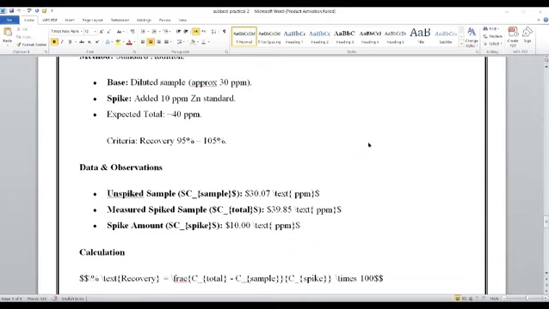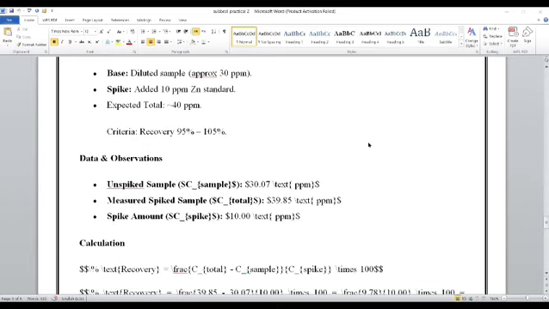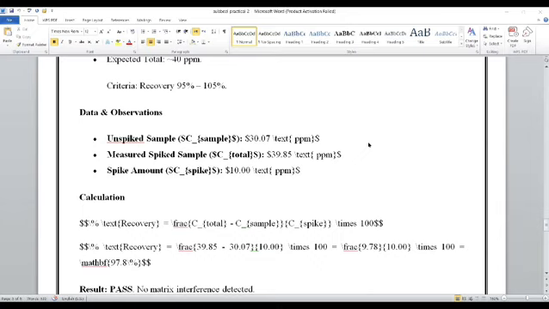Parameter number 4, that is LOD and LOQ. LOD and LOQ define the lowest detectable and quantifiable concentrations of zinc. Method: analysis of 10 reagent blanks. Standard deviation of blank signal was calculated. Results: LOD is equal to 0.011 ppm. LOQ is equal to 0.033 ppm. Interpretation: the LOQ is far below the lowest calibration standard, 5 ppm, indicating excellent sensitivity. Result: pass.